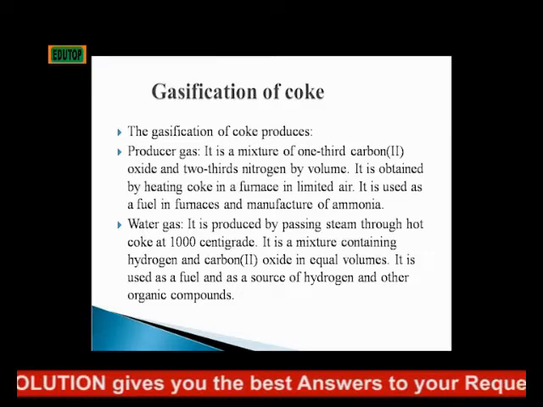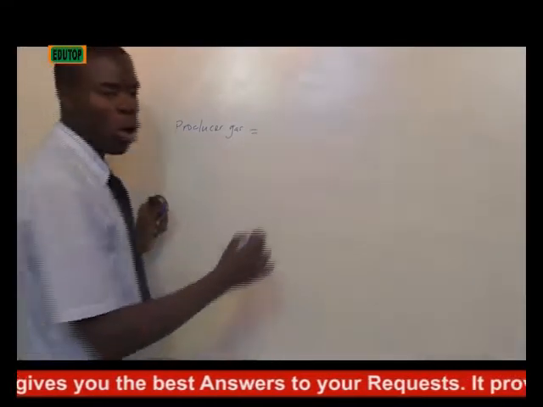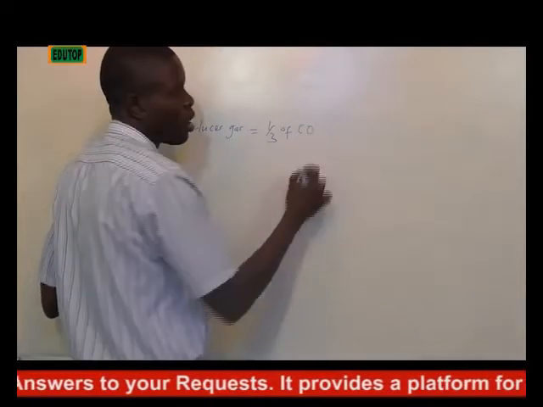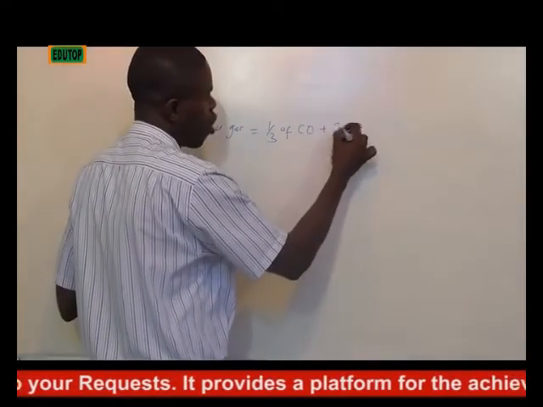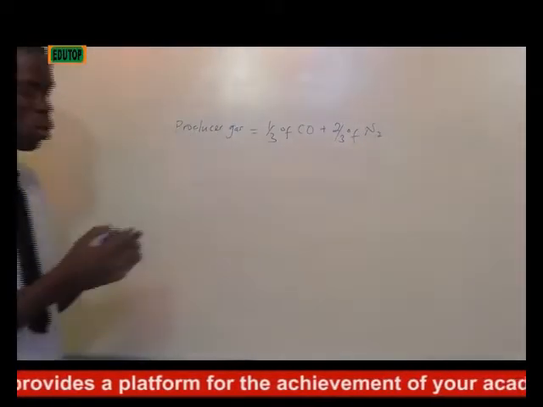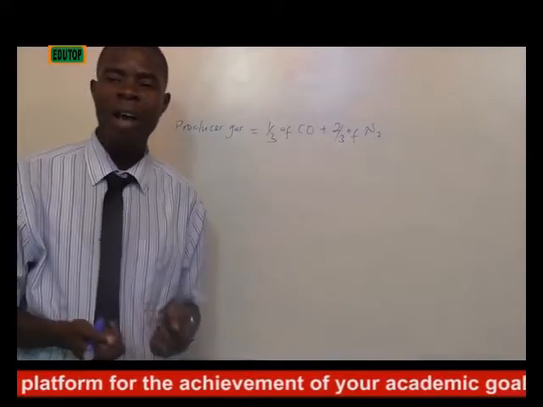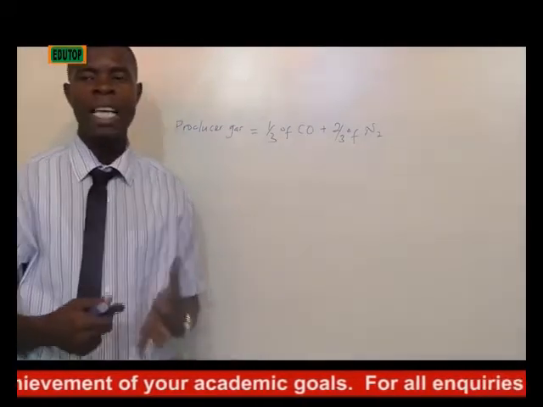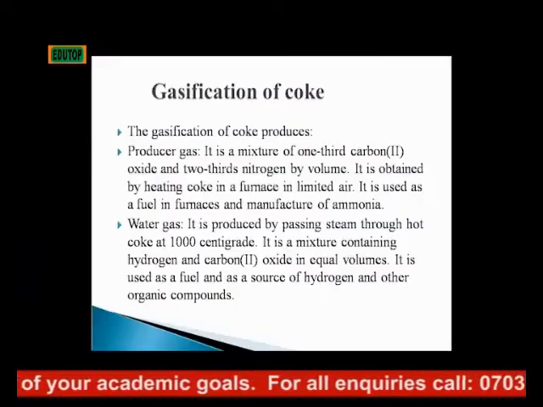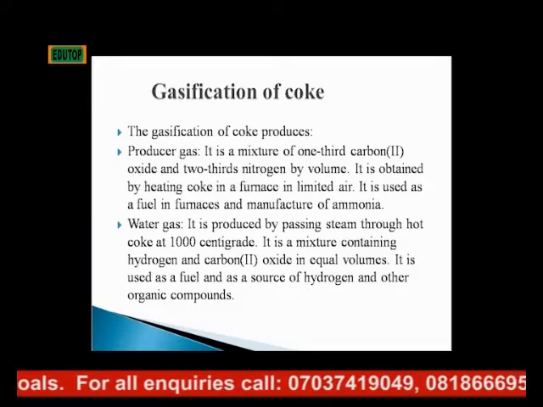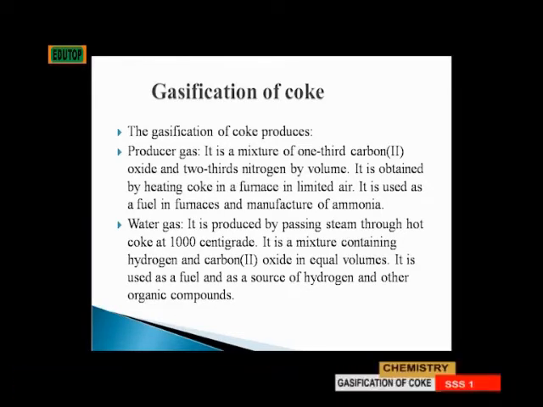It is a mixture of 1/3 of carbon 2 oxide and 2/3 of nitrogen by volume. So producer gas is equal to 1/3 of carbon 2 oxide and 2/3 of nitrogen. So this is known as producer gas. How is producer gas obtained? It is obtained by heating coke in a furnace in limited air. It is used as a fuel in furnaces and manufacture of ammonia.